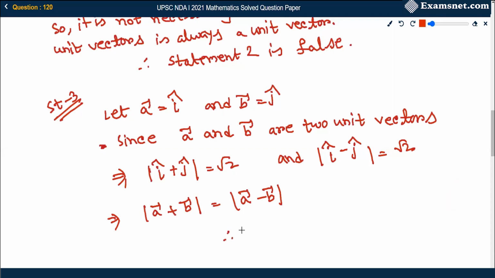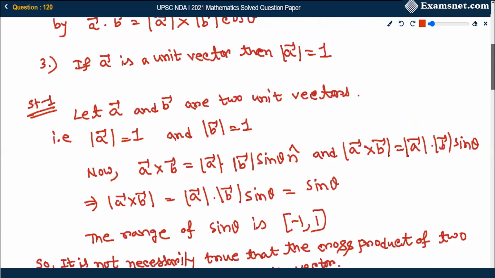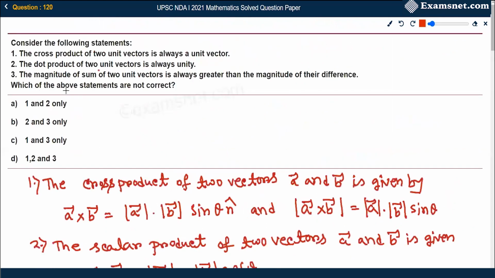So also statement 3 is false, right? So here we can say which of the above statements are not correct? 1, 2, 3. Option D is the correct answer.